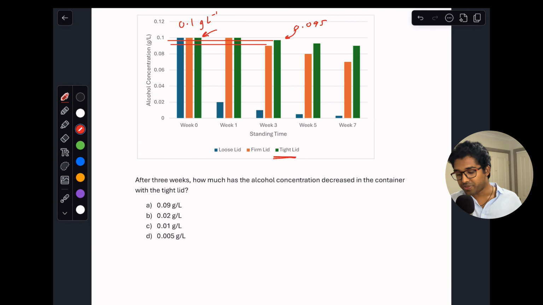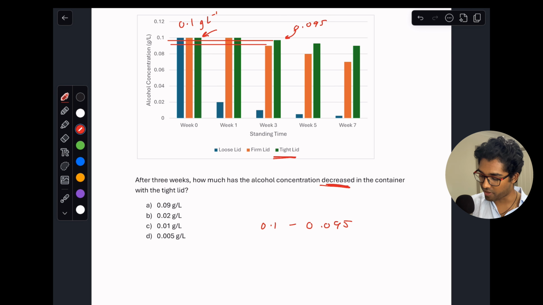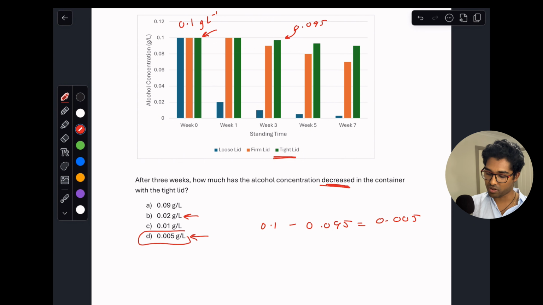Right? So what's it asking? It's asking for how much the concentration is decreased in the container. Okay, well, 0.1 subtract 0.095 is 0.005 roughly. So I know that this has to be the right answer. Okay, and I know it can't be 0.09 because that's where the orange bar is. That's the value of the orange bar. I know it can't be a difference of 0.2. Okay, and I know it can't be a difference of 0.01 because 0.01 would just be jumping down to the orange bar. So I know that it has to be just this bottom answer there.